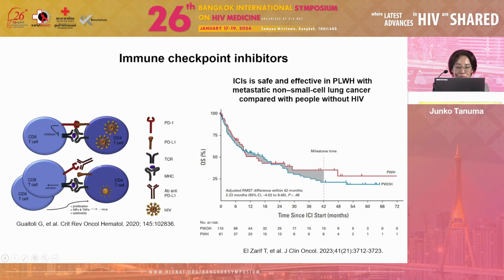And immunotherapy right now has widely changed the management of multiple cancers or malignancies. However, the efficacy and safety of immune checkpoint inhibitors are not well established in people with HIV. Only one international real-world study suggests that immunotherapy or immune checkpoint inhibitors for people with HIV seem to be as effective as in the HIV-negative population, with a very good safety profile.